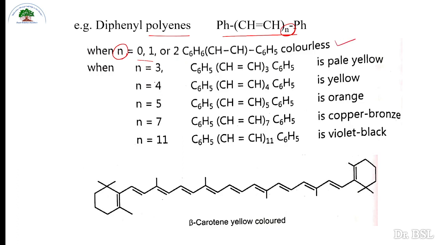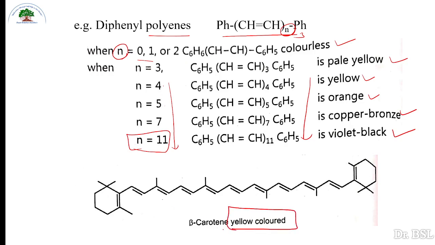that is colorless. But when the value of n becomes 3, it becomes pale yellow. And as it increases to 4, 5, 7 and 11, the color changes from yellow to orange to copper bronze, and finally when n is equal to 11, it becomes violet black. Similarly, there is one example, that is beta carotene. This is yellow or orange-yellow colored.